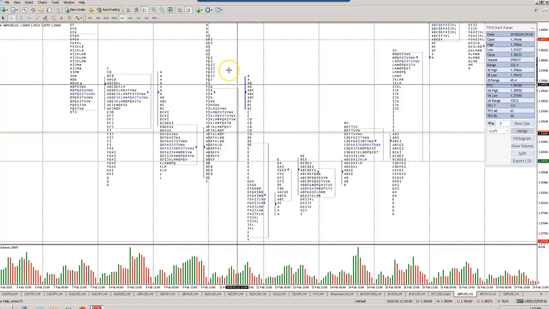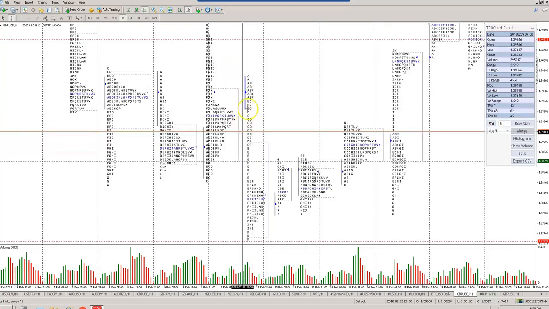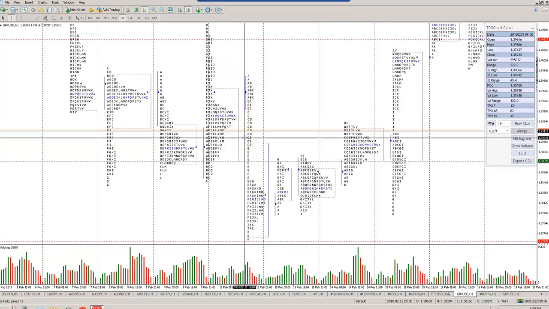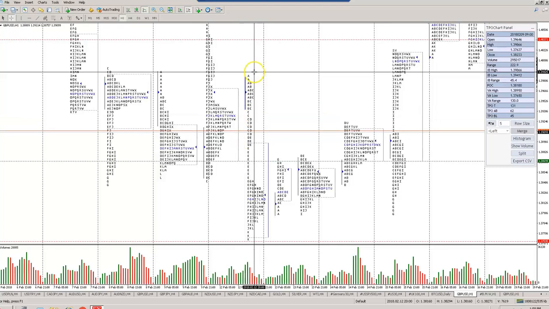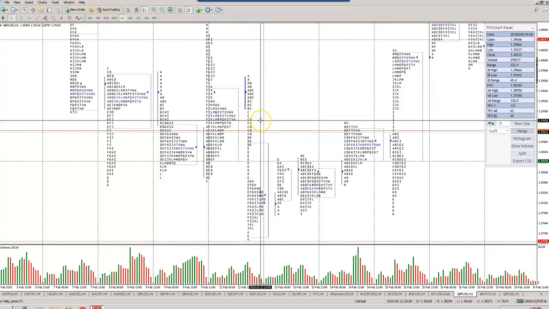Going forward, when we break the balance, that's where we want to get the trade on. And either side of the balance, the best trading is done.